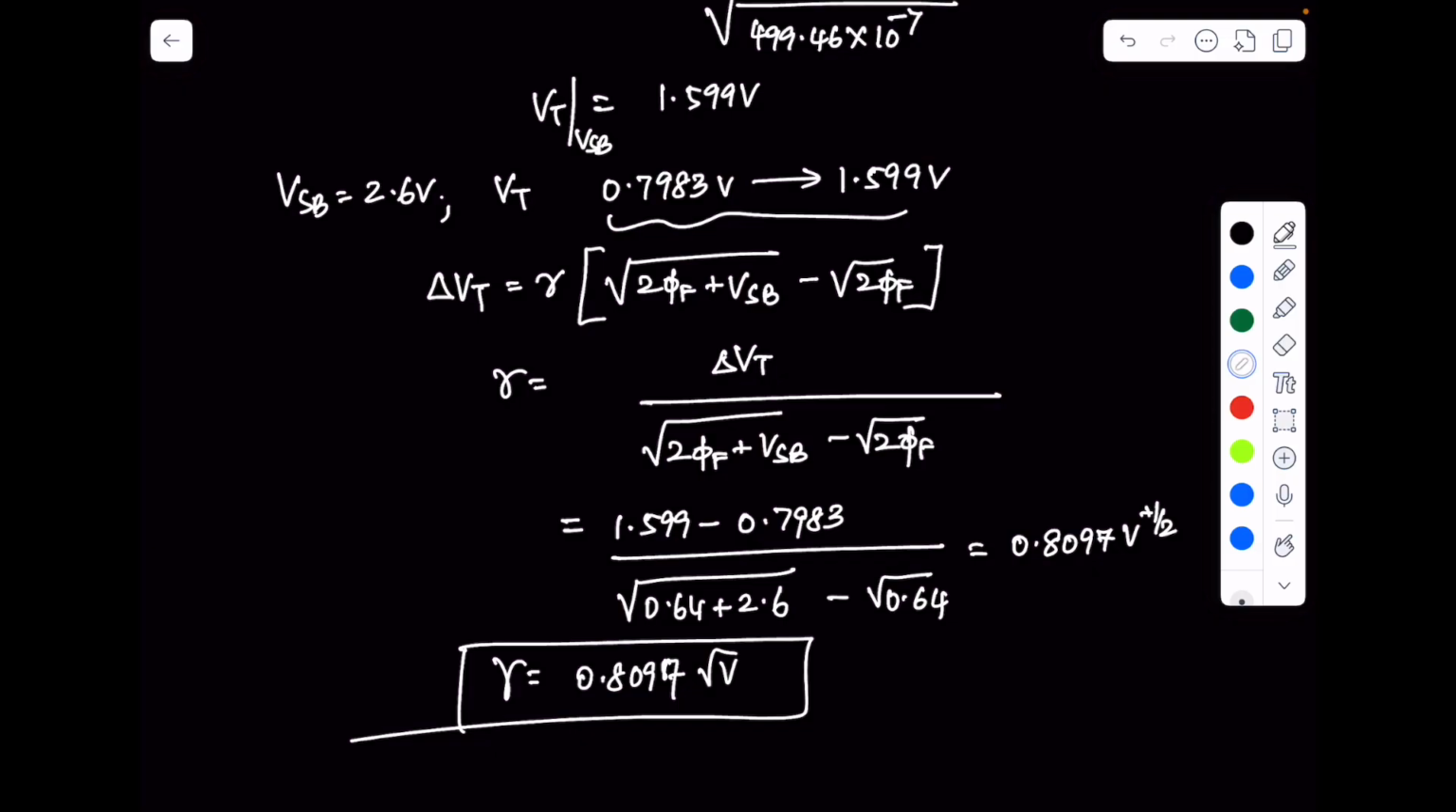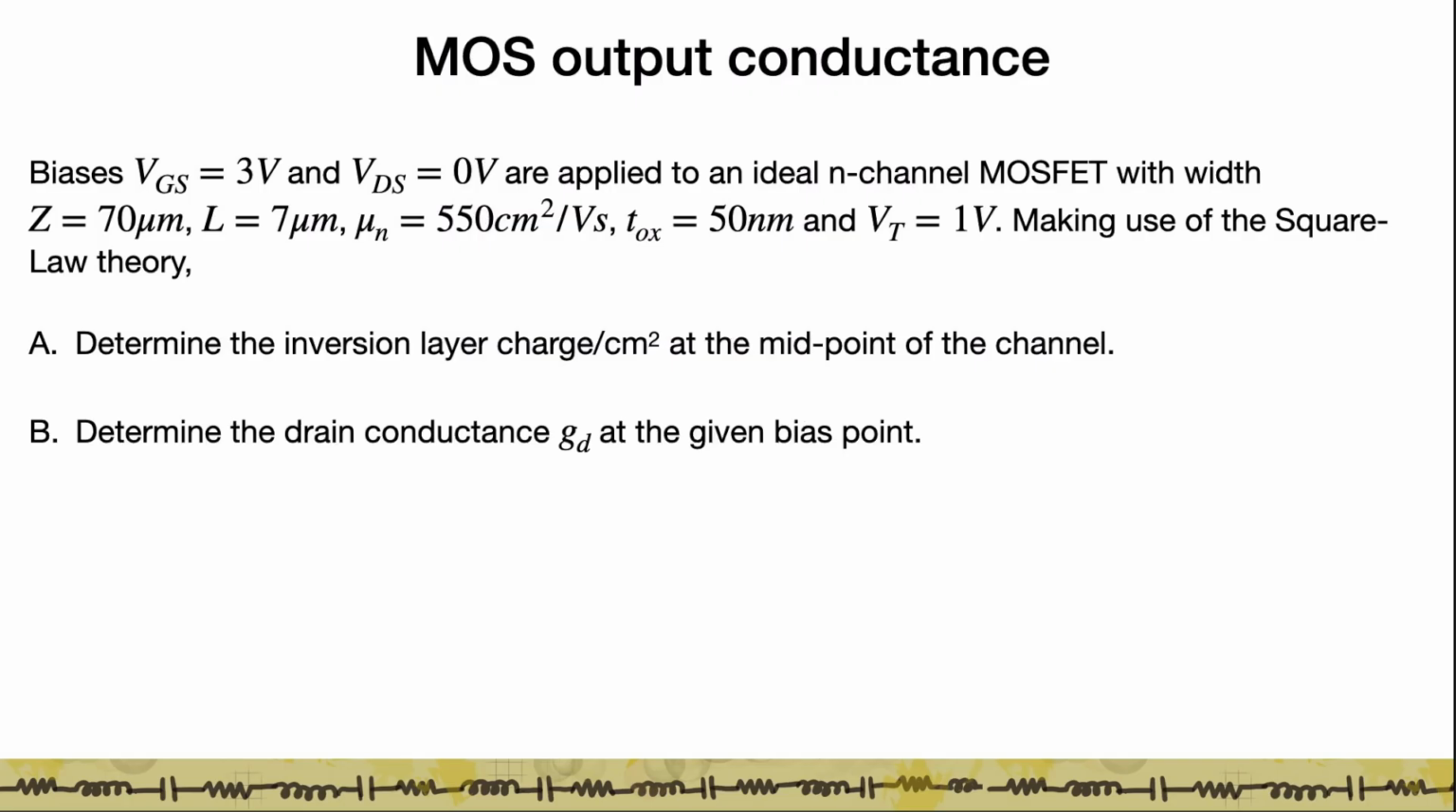Let's go to the next question. Biases VGS equal to 3 volts and VDS equal to 0 volts are applied to an ideal N-channel MOSFET with a width of 70 micron, an L of 7 micron, mu n of 550 centimeters squared per volt second, a TOX of 50 nanometers and a VT of 1 volt. Making use of square law theory, determine the inversion charge layer at the midpoint and determine the drain conductance at the given bias point.